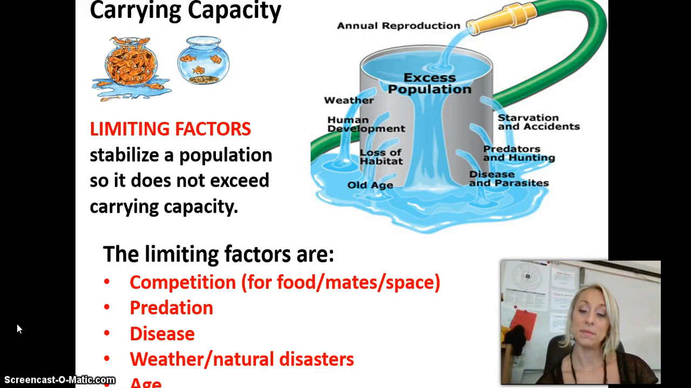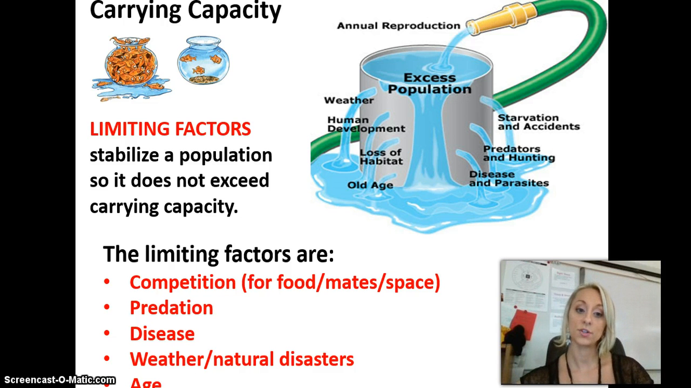Some factors will limit the amount of carrying capacity. So once the population reaches carrying capacity, factors will come into play to make sure that they don't go over carrying capacity. These are called limiting factors. Limiting factors stabilize a population so it doesn't go over carrying capacity.